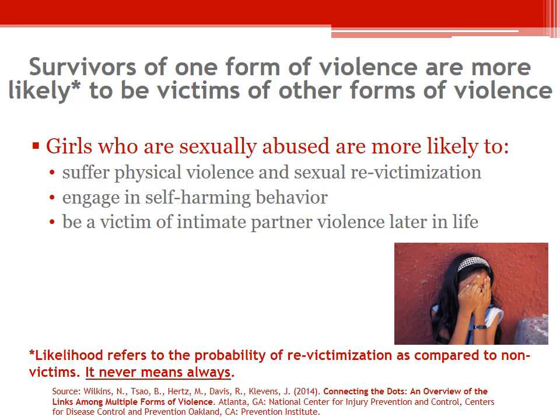Data has consistently shown that survivors of one form of violence are more likely to be victims of other forms of violence. Now, before we go any further here, it's very important to note that while being a survivor of one form of violence increases the likelihood that an individual will experience another form of violence, being a victim of multiple forms of violence is not inevitable. We're talking about likelihood, which refers to the probability of re-victimization as compared to non-victims. It never means always.